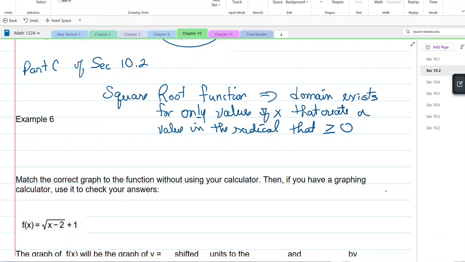Well, now we're going to begin Part C of Section 10.2. And I've been going slow just to make sure I don't lose you in the math or in the technology. So we started this B part with the square root function. And I wrote the note that the domain exists for only values of x that create a value in the radical that is greater than or equal to 0. And that gives us a clue where the radical starts.